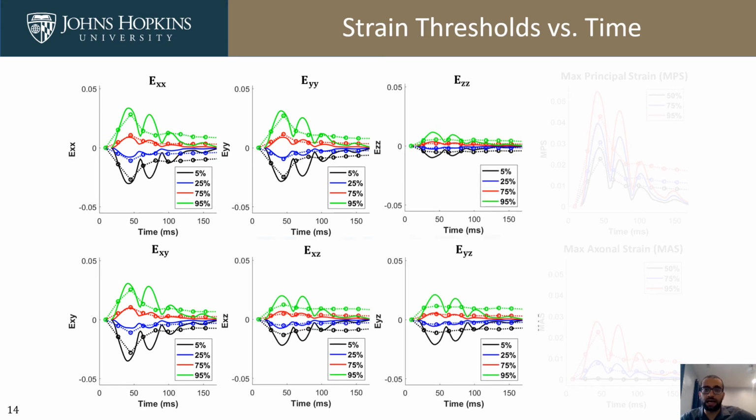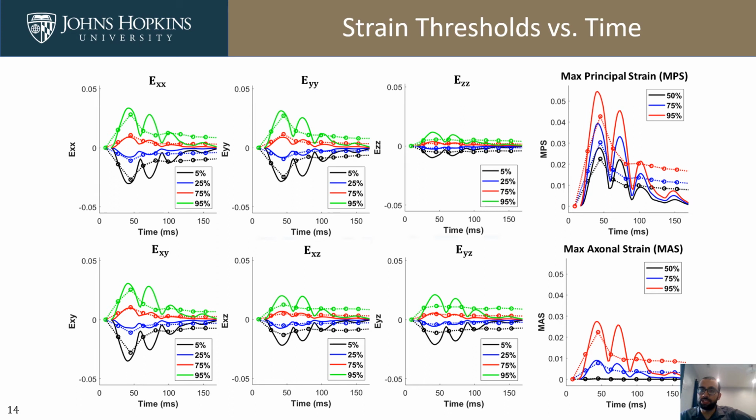If we look at the out-of-plane strains, so EZZ as well as XZ and YZ components, again, we can see that we match overall the peak strains, along with some oscillations in the LVE model. We can also look at this for the maximum principal strain here on the top right, and the maximum axonal strain, so only in the white matter of the brain. And again, we see those same trends.